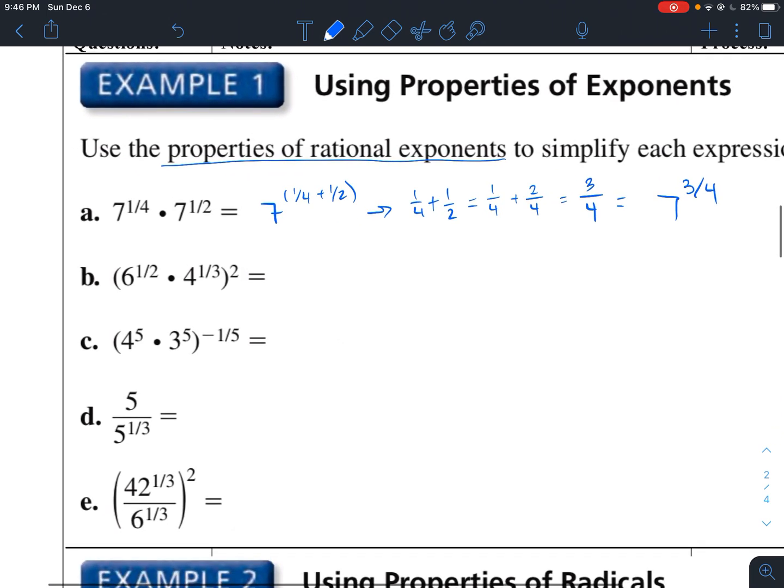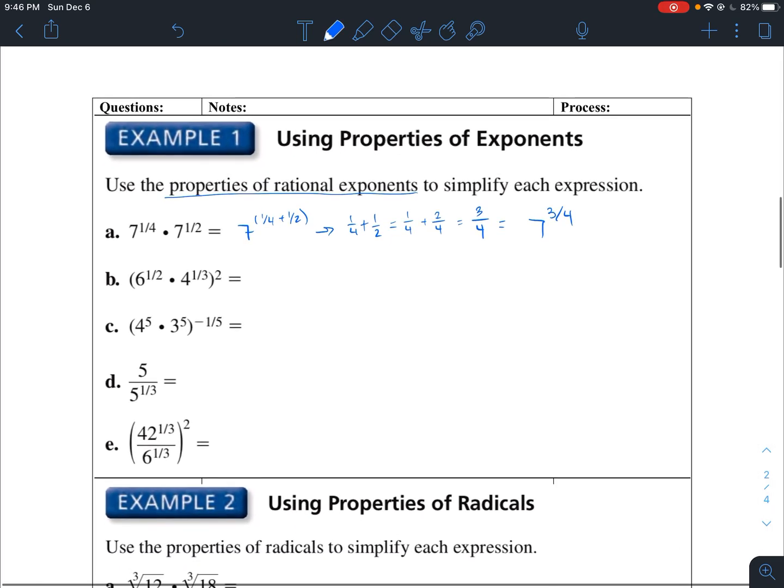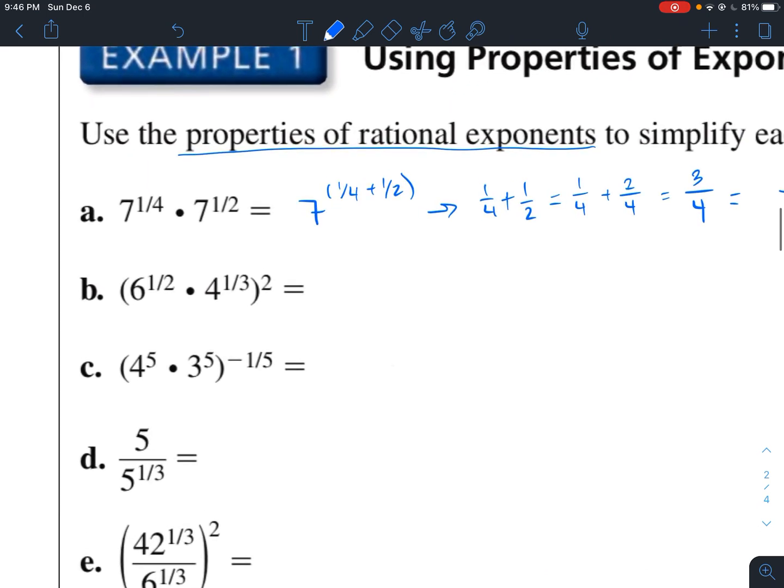Now if we go to B, you see that we're multiplying here, but the bases are not the same. So that means we can't add the exponents. Let's see what property we can use up here. We see that we can't do anything here, but we also have this whole thing being raised to the power of 2.